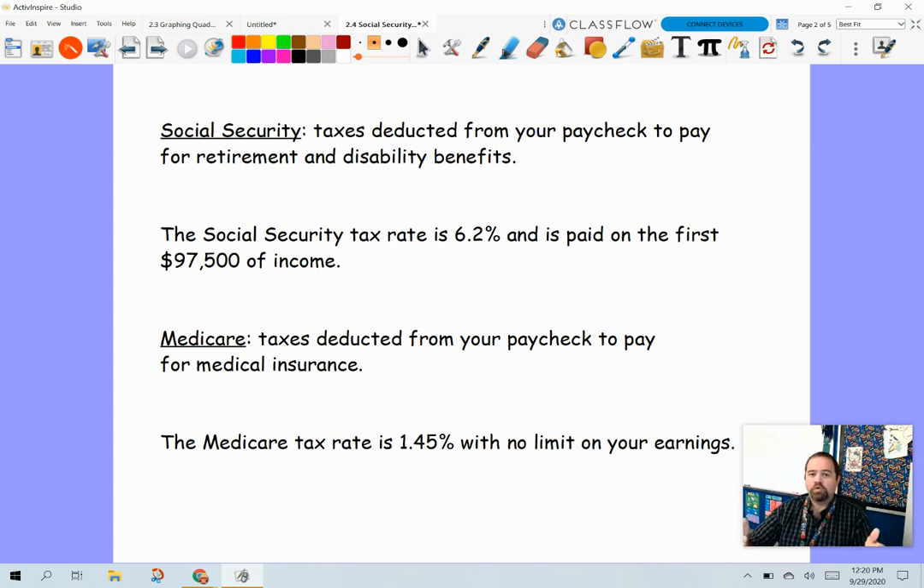But what that means is if you make more than $97,500, they're not going to take Social Security taxes out of the overage. So you'll pay 6.2% of $97,500, but then everything after that is not taxed for Social Security. You're still going to pay income tax, federal and state. Medicare, however, is a different percentage. This goes to pay for medical insurance for people that need assistance, and that rate is 1.45%, and there's no limit. I don't know why they're different. I don't know who structured this. I don't even know where they came up with the percentages, but I know how to do the math.